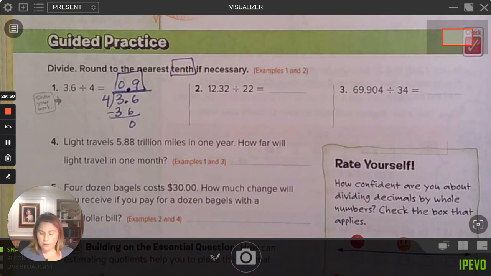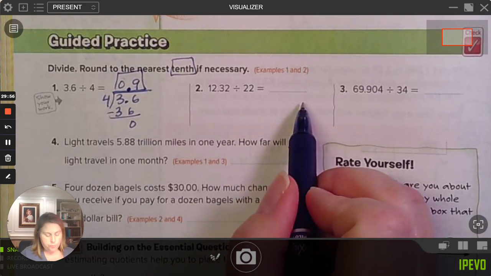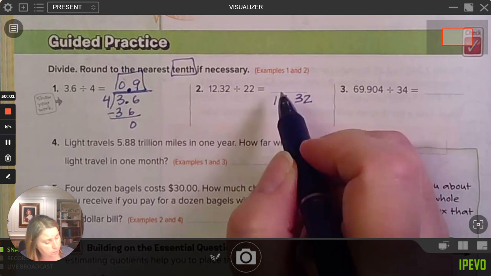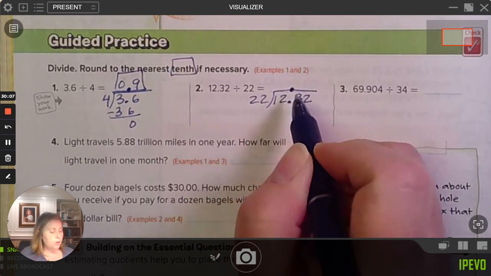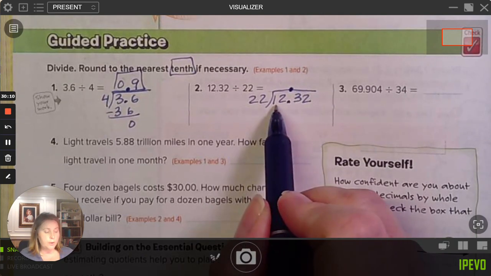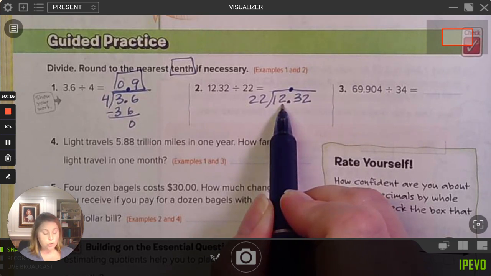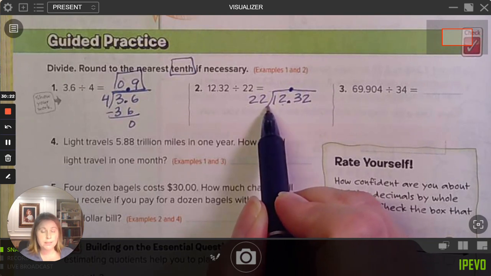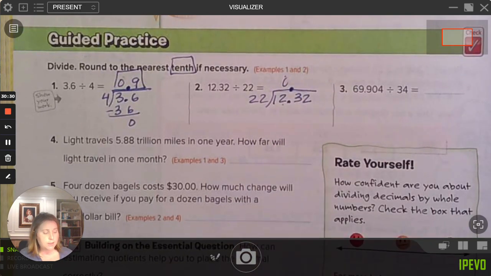Okay, number 2. We have 12.32 divided by 22. Bring your decimal straight up. Okay, does 22 go into 1? No, it does not. Does it go into 12? No, it does not. Does it go into 123? Yes, it does. So if I estimate, I'm thinking of compatible numbers. Okay, we did a lesson on compatible numbers to help us with estimating here. And remember, estimates are just estimates. We won't always get them correct, okay, but they'll get us close, and then we can zoom in on where we need to be.